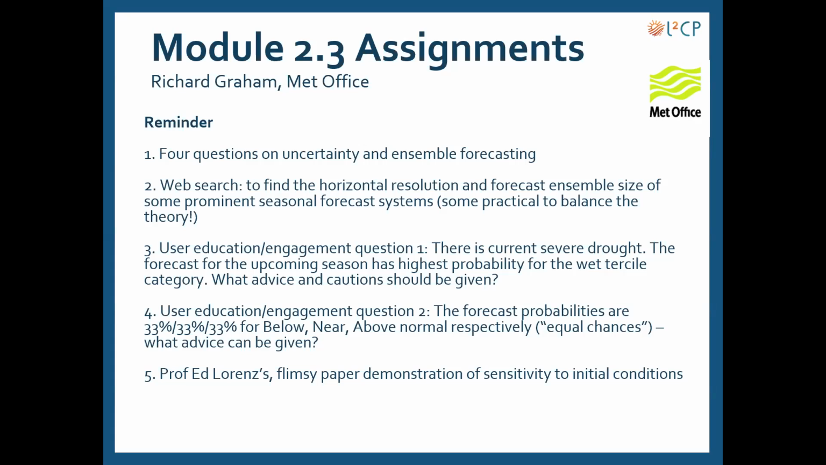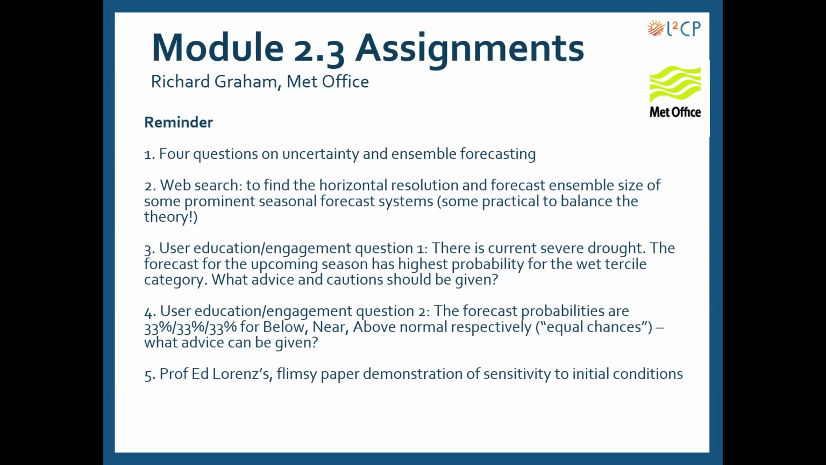And then assignments 3 and 4 were really more about co-production with users and the sorts of things that can come up when you're discussing probabilities and interpreting how you might act on a probability. And the first one was the context. There was a severe drought in progress, and the forecast for the upcoming season had the highest probability for the wet tertile category.